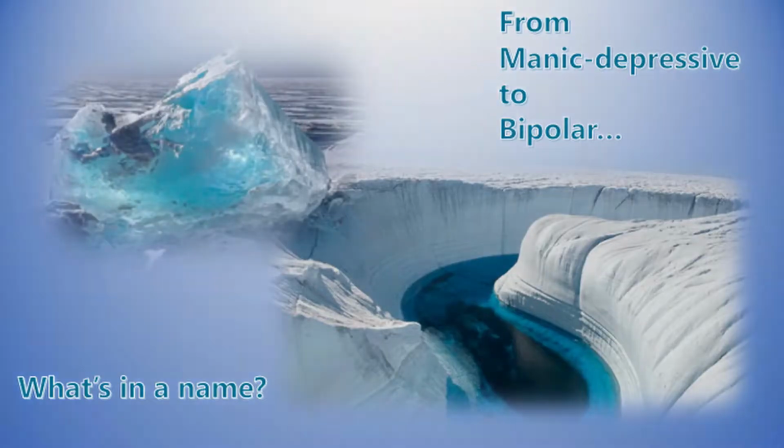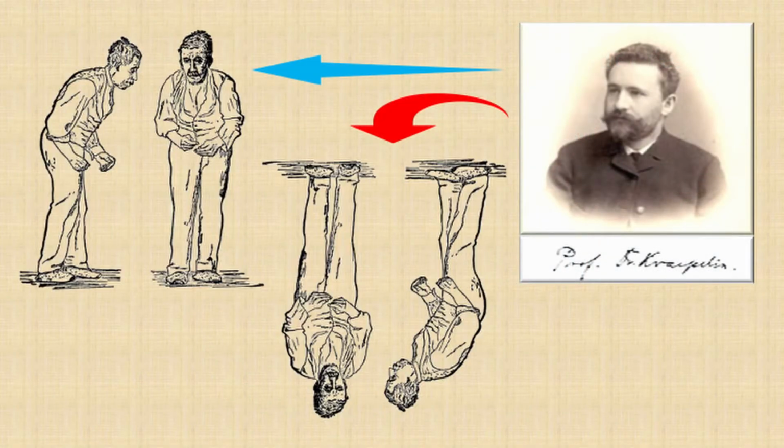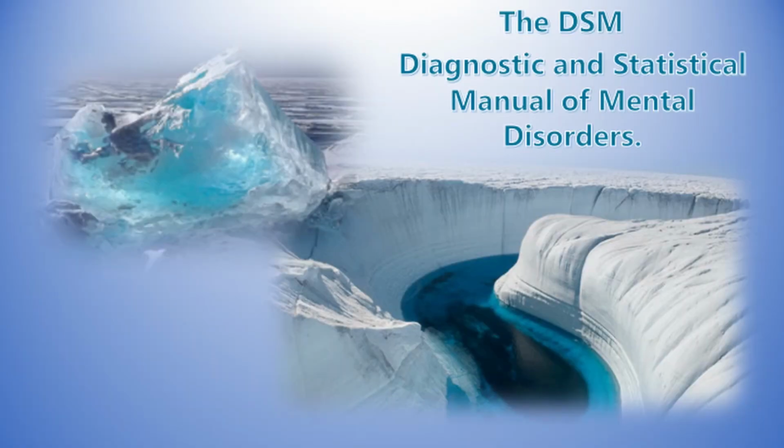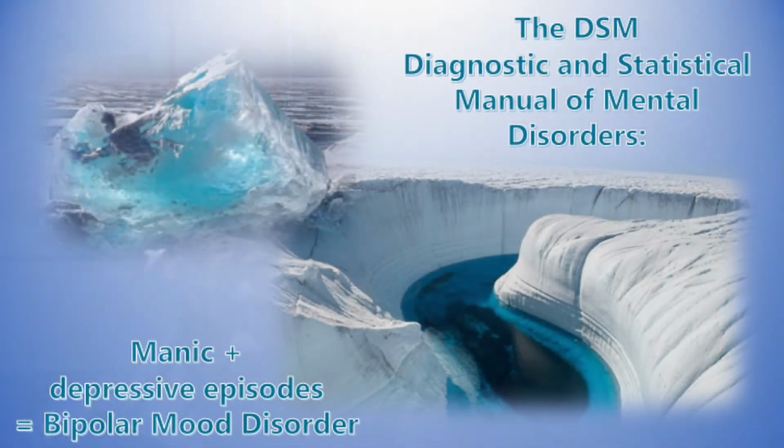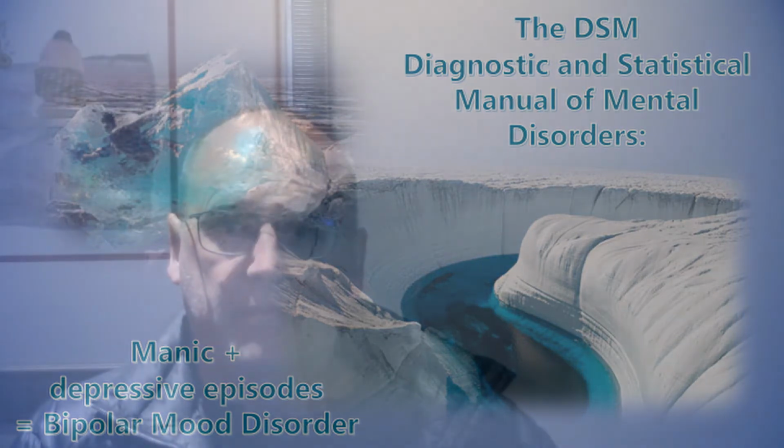With manic depressive illness, we're now talking about bipolar mood disorder. How did this come about? How did this progression happen? In Kraepelin's words, a disease of recurrent episodes of mood instability. When the DSM was published in the 1980s, the criteria actually became a lot narrower, in that people had to experience manic episodes and depressive episodes in order to qualify for the diagnosis of what then became bipolar mood disorder.